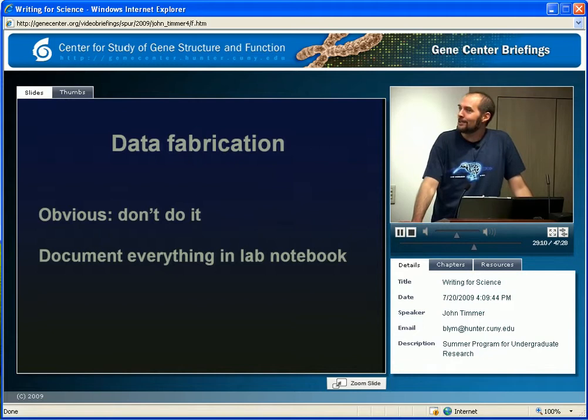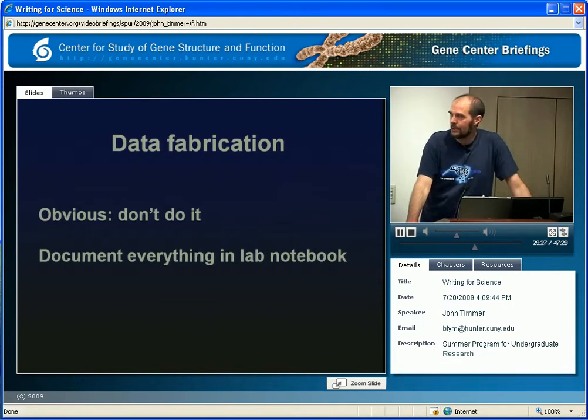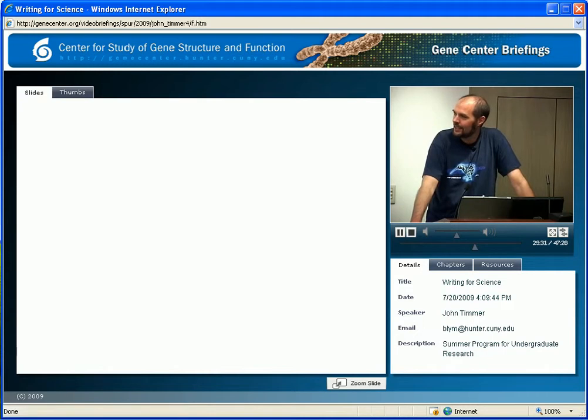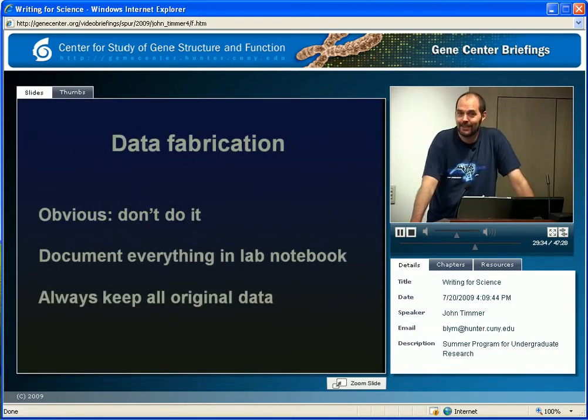So chances are overwhelming this will never happen to you, but the less you have to catch up on your lab notebook a month later, the far, far better shape you're going to be in. The other thing is always keep all original data. It's getting easier to fall behind on this. You may have an ancient, well, again, I may be too old, but how many of you remember zip disks?